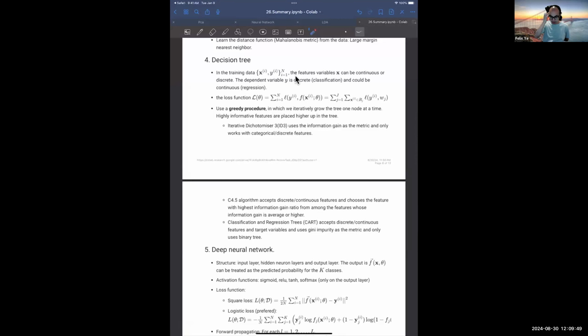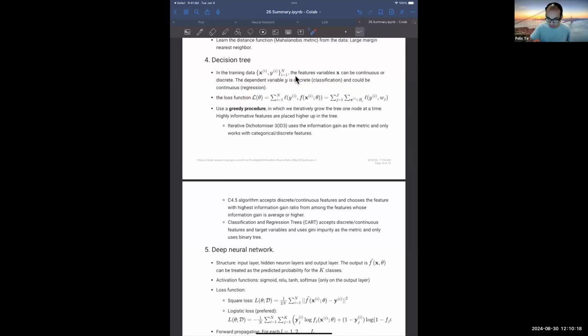Decision tree is a very popular method. It can work with regression and classification at the same time. Also, the features can be either continuous, categorical, or discrete. At the same time, the dependent variable, which is the label, could be discrete or continuous. If it is discrete, this will be classification. If it is continuous, that will be regression.